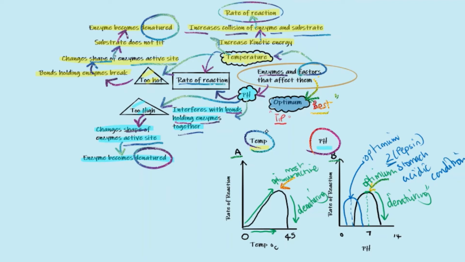A tip to remember is that the optimum temperature for most human enzymes is around normal body temperature, which is about 37 degrees. For the pH, the optimum pH can be different. For stomach enzymes, it is low pH. We have enzymes that can work in high pH, such as in the small intestines.